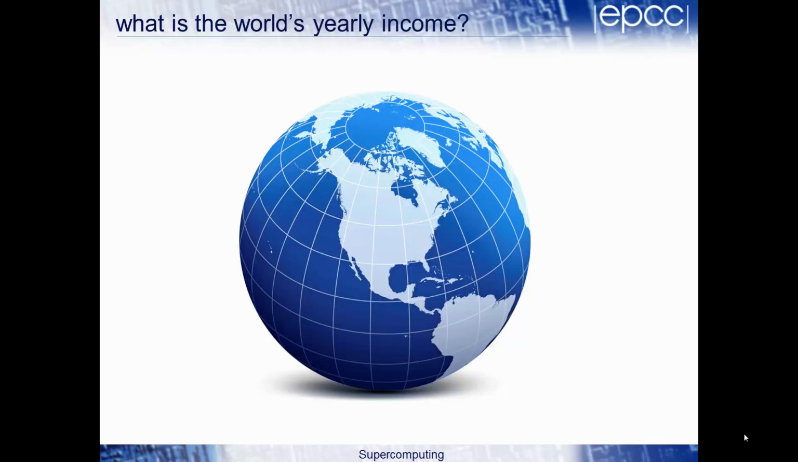Here we're going to introduce a very simple example of calculating the world's yearly income. It's a bit of a toy example, but we're going to imagine that we have a list of the incomes, the salaries of everybody in the entire world, and we're going to add them all up to work out what the total income of the world is. Now this is obviously a very simple example and slightly artificial, but we'll actually use it and come back to it in a number of contexts.